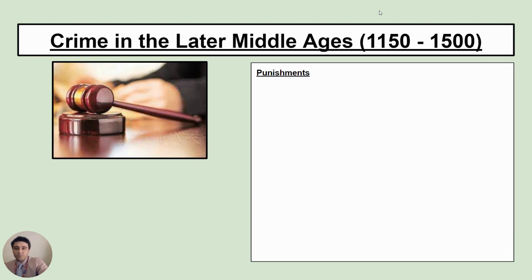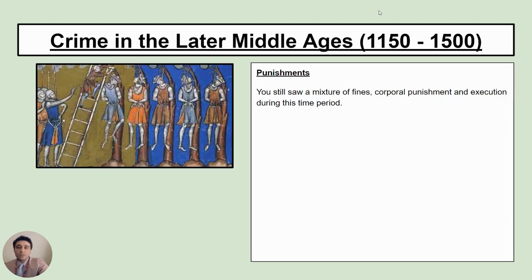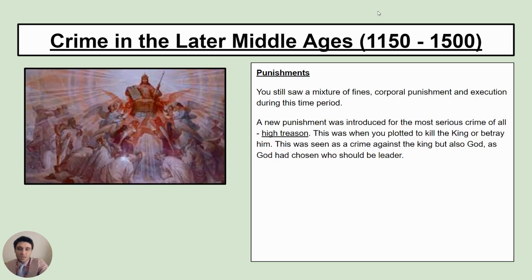Finally, let's look at the punishments. Well, you still see a mixture of fines being paid, corporal punishment such as mutilation, and execution like hanging during this time period. So we've got a lot of continuity from what we've seen in the past. But a new punishment was introduced for the most serious crime of all, and this crime was known as high treason. This was when you plotted to kill the king or betray him. So it's a very specific crime, trying to remove the leader of your country.